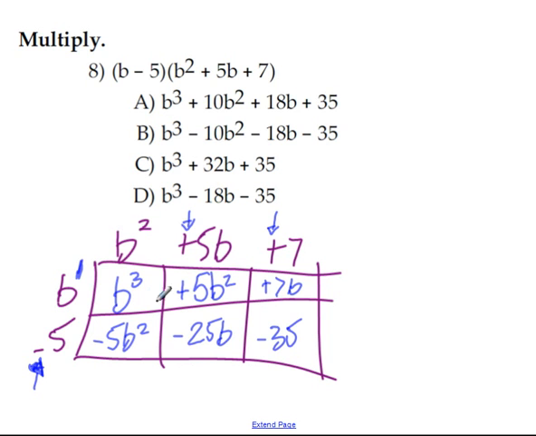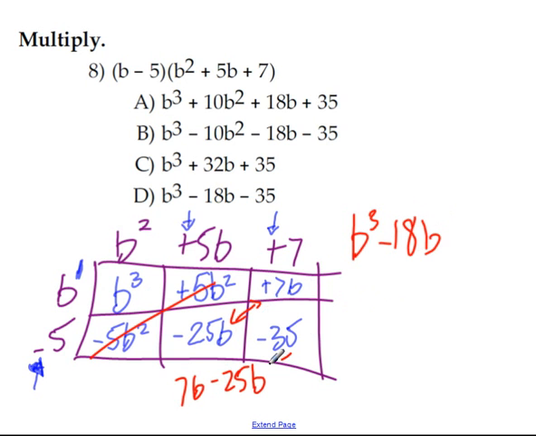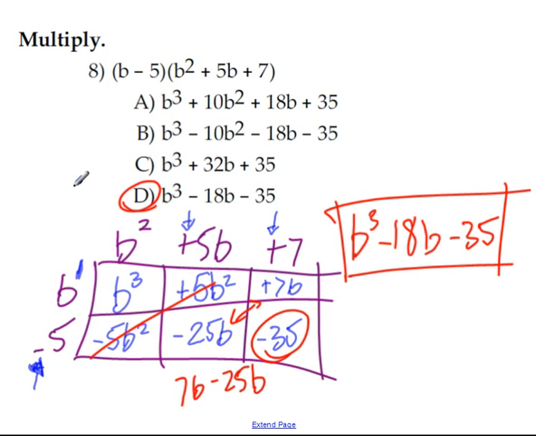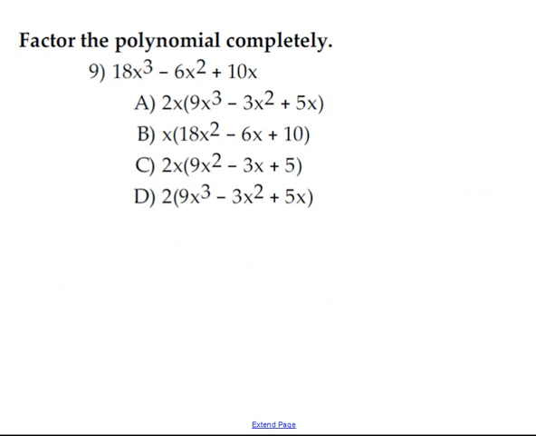And now we just need to decide where our like terms are going to combine. So b cubed minus 5b squared and 5b squared, those are going to cancel each other. But here they are not, so I got 7b minus 25b's. That's going to give me a big negative 18b's. And my minus 35 is still there, leaving me with D for my final answer. Nice, and just old school stuff from a couple chapters ago. We've been doing boxes for a while.